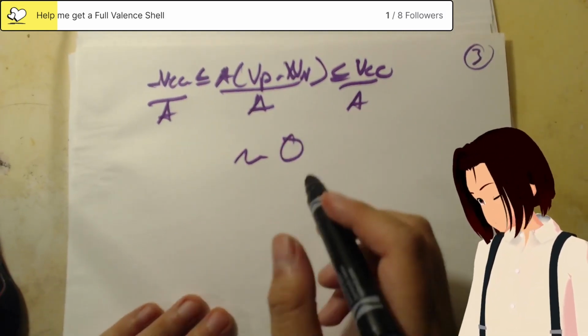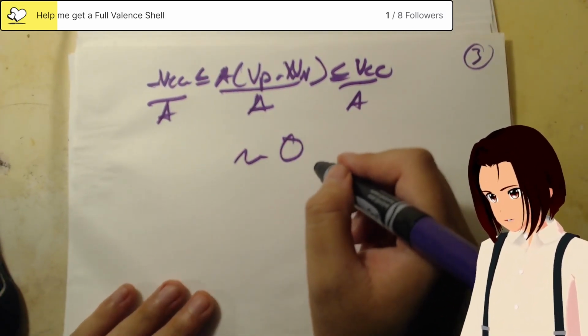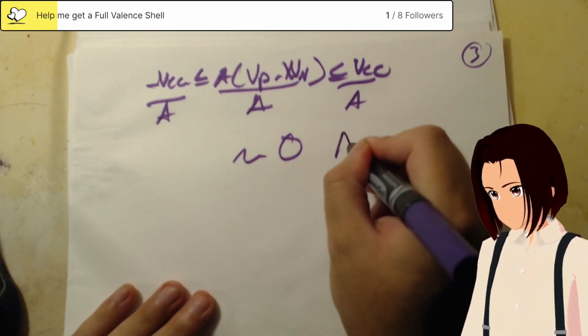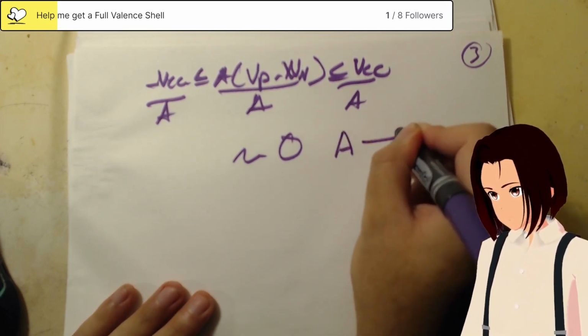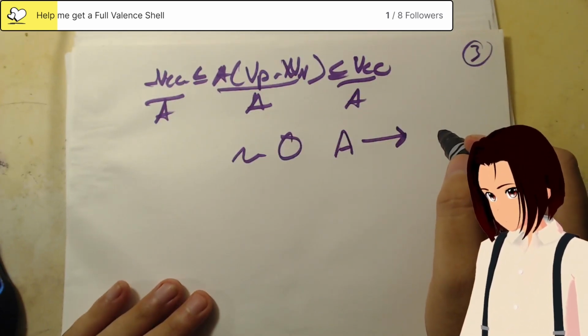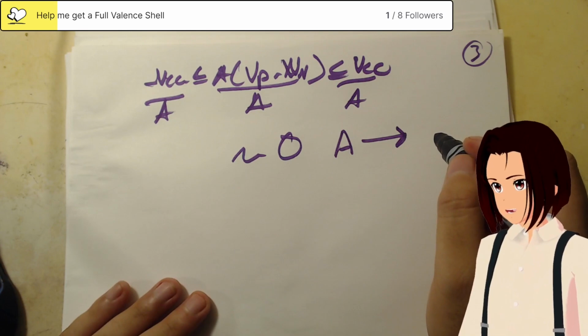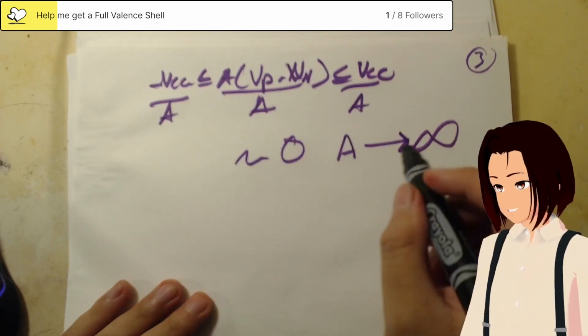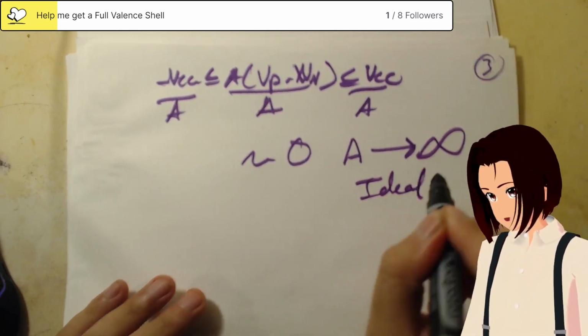In an ideal op amp, this has to be 0, because otherwise you're out of the linear range. You hit the max. Okay, fine, I got ideal. Next. Lecture 2.